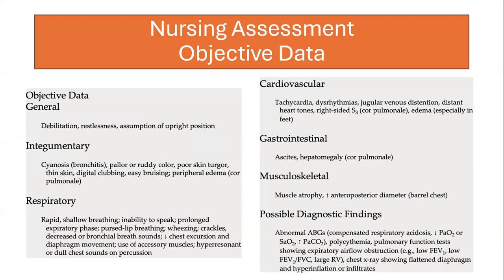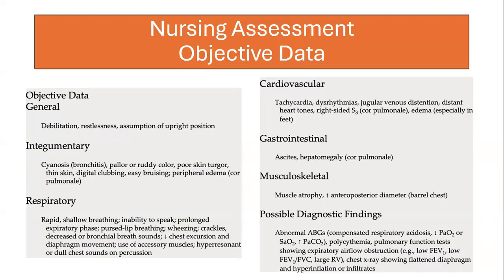The next one, of course, we need to gather the objective data. We will do head to toe assessment and focus assessment on respiratory system. For the general, you can see if the patient have restlessness, and also assumption of upright position. For the integumentary system, look for the cyanosis, the pallor of radicolor, poor skin turgor, thin skin, digital clubbing, easily bruising, peripheral edema, and also others sign and symptoms.